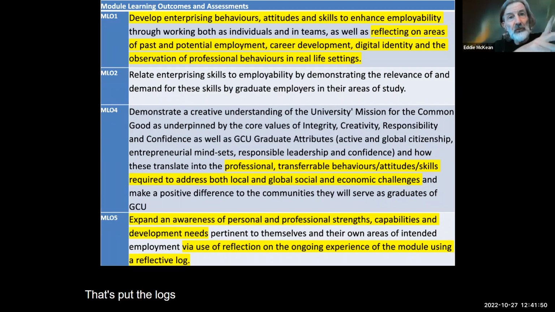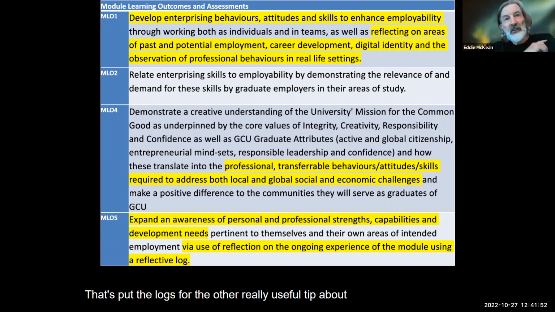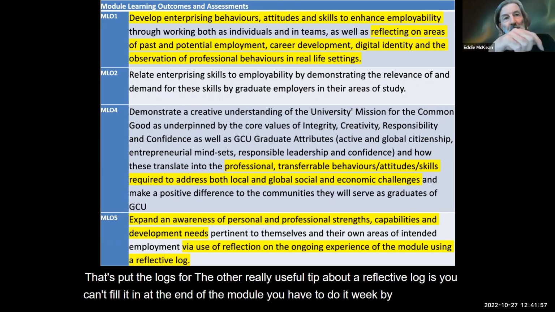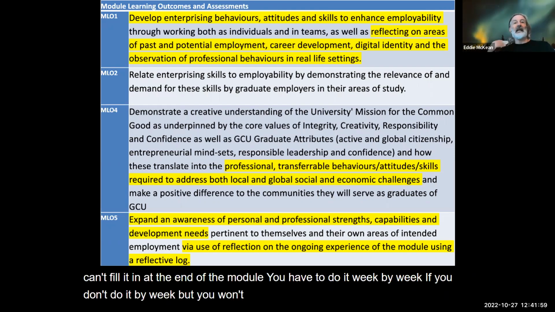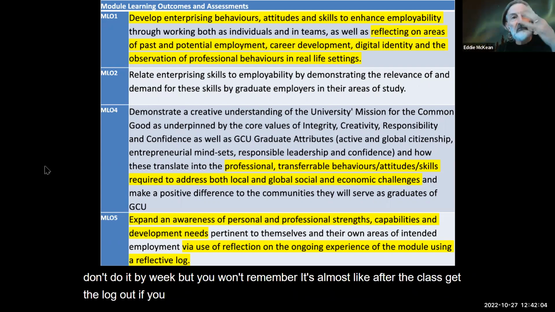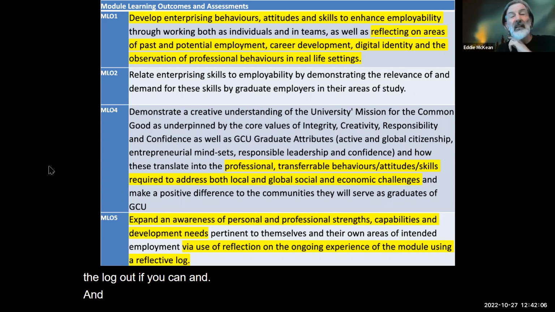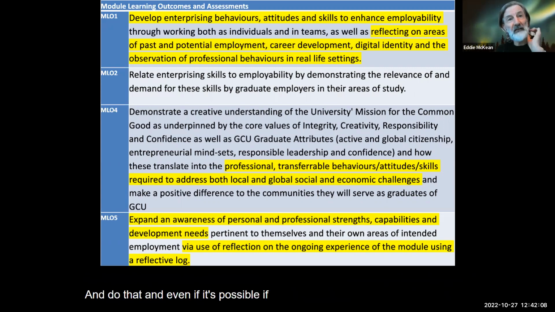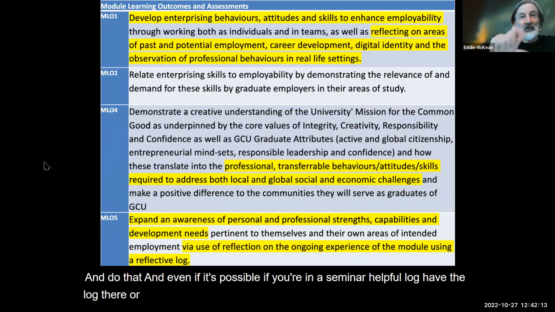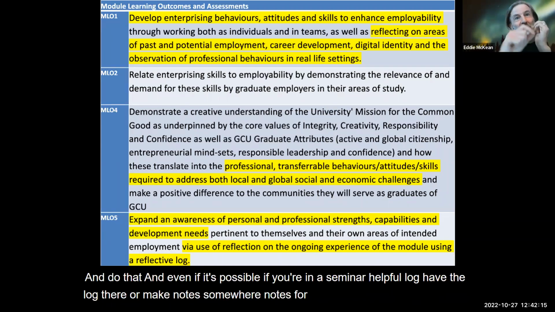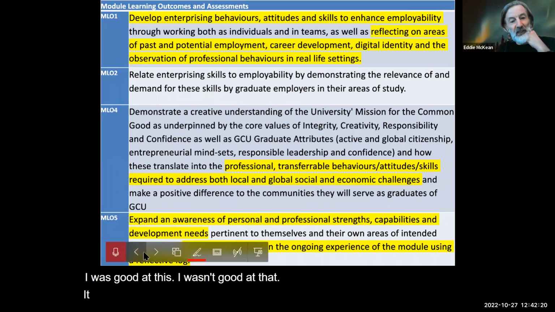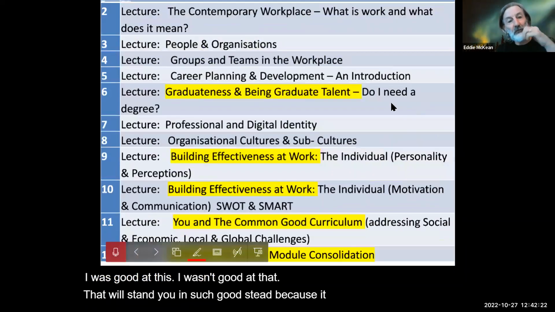The other really useful tip about a reflective log is you can't fill it in at the end of the module. You have to do it week by week. If you don't, you won't remember. It's almost like after the class, get the log out if you can and do that. Even in a seminar, have the log there, or make notes somewhere for the log: I was good at this, I wasn't good at that. It will stand you in such good stead because it will give you the evidence for what you're doing.